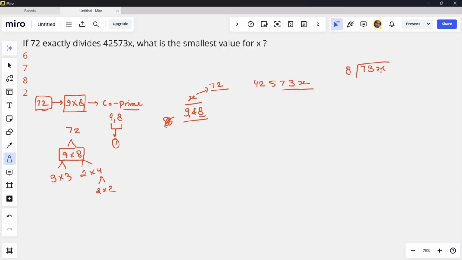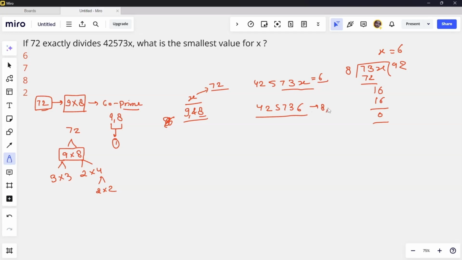73x divided by 8. 8 9s are 72, remainder 1. So what value of x should I take so that 8 can completely divide that number? I can take the value of x as 6. So 8 2s are 16, it will completely divide. So if we put the value of x as 6, the number will be 4257336. It means this number is completely divisible by 8.